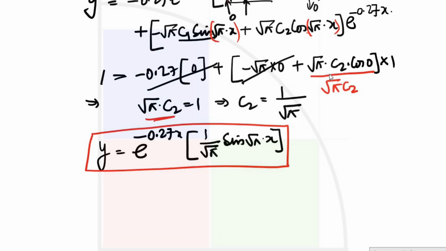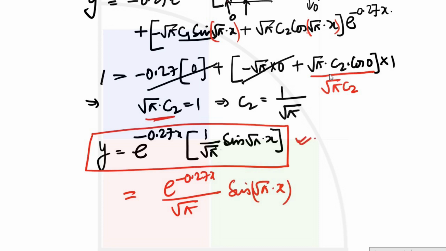I think this answer is perfectly all right. You can take the 1 by square root of pi outside, and this can also be written as e to the power minus 0.27x divided by square root of pi, and then sine square root of pi x.